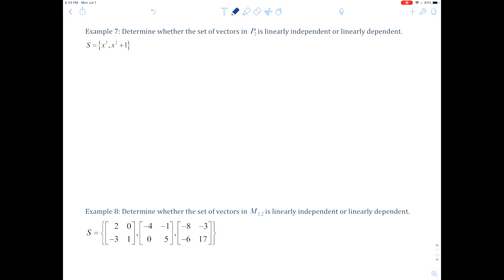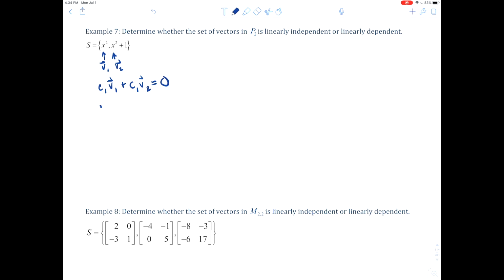Okay, so here you're given this set S, and we want to know whether the set of vectors in P2 is linearly independent or linearly dependent. So remember, what you want to do is set up the homogeneous system of equations. Here, this is like our V1. The second term is our V2. To check linear independence, you would do this linear combination and set it equal to the 0 vector.